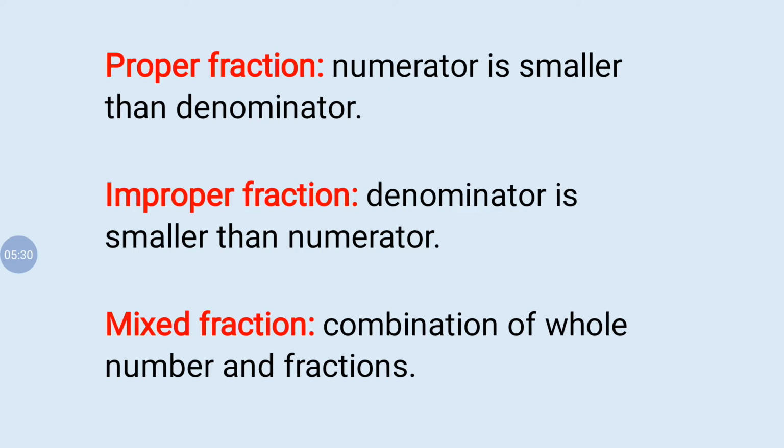For example, 5 by 5, 5 by 3, 10 by 7 are all improper fractions. Improper fraction: the denominator is smaller than the numerator, that is called an improper fraction. Numerator is smaller than the denominator, that is called a proper fraction.